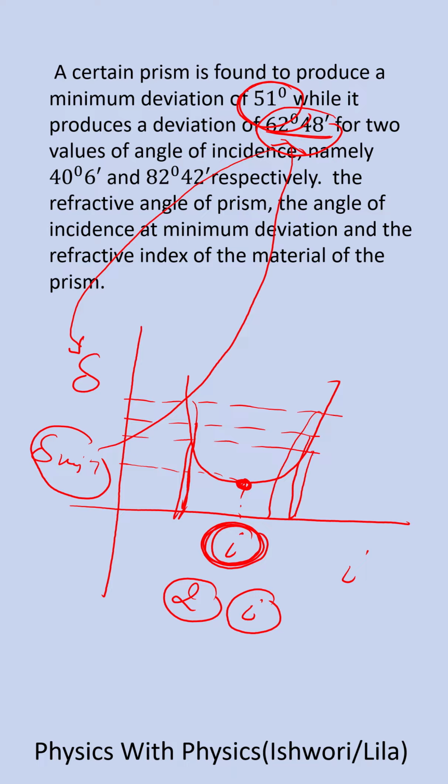For each deviation, there must be two angles of incidence, and those two angles of incidence are 40 degree 6 minutes and 82 degree 42 minutes. This is, let's say, 40 degree 6 minutes, and this is, let's say, 82 degree 42 minutes. There are two angles of incidence.